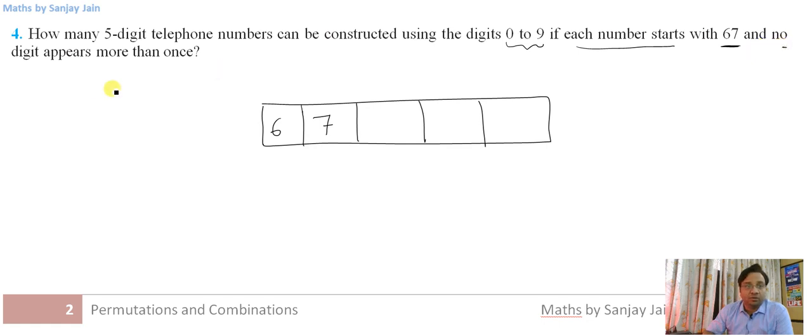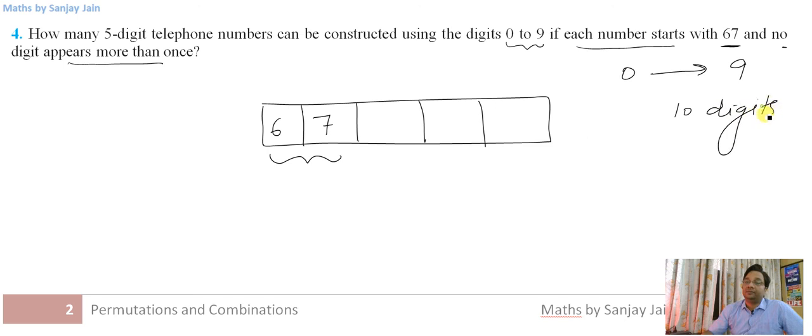And no digit appears more than once. So it is also said that I cannot repeat the digits. I have utilized 2 of the digits from 0 to 9. How many total digits do we have? We have 10 digits, right? 0, 1, 2, 3, 4, 5, 6, 7. These are the 10 digits that I have to use. Out of these, 2 digits are already fixed here. So I have to take care of only these 3 places to form these different telephone numbers.